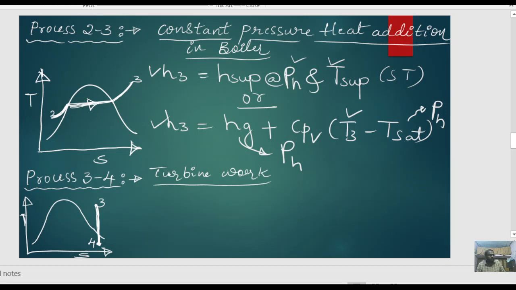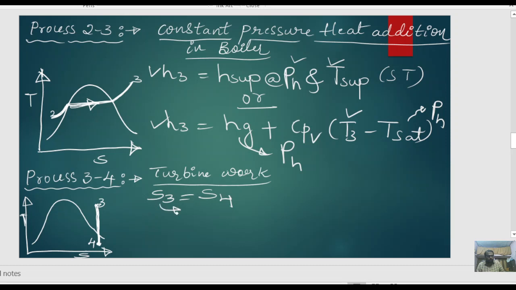Okay, the next is expansion in turbine. See, we know the H3. Now we have to find out the H4. For the H4, we have to know what is the condition of the turbine exit. That is x4. For x4, this is the isentropic expansion. That's why S3 is equal to S4. What is the condition of the steam at the turbine exit? That is the x4 you have to find out. So the hint is S3 is equal to S4.